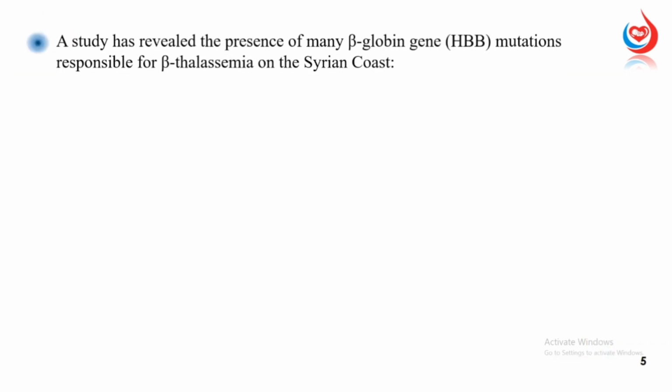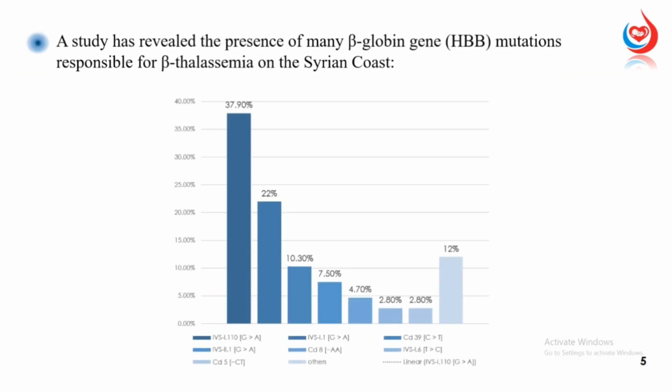A study has revealed the presence of many beta-globin gene mutations responsible for beta-thalassemia. These are proportions of mutations spread in the coastal region. The following two, IVS1-110 G to A and IVS1-1 G to A, are found to be the most predominant mutations with allele frequencies of 37% and 22% respectively. It was found that the rest of the mutations were less frequent.